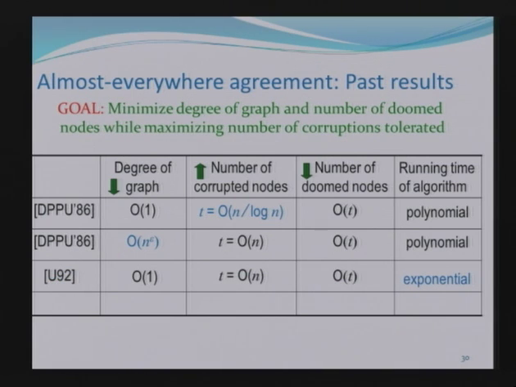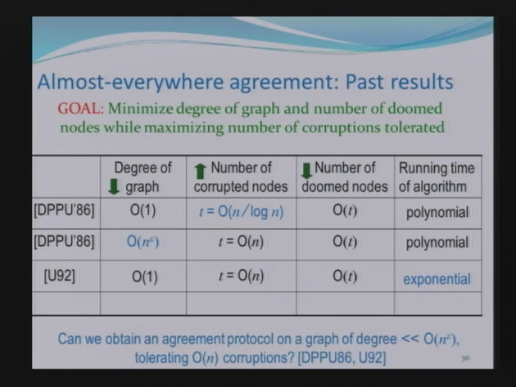Okay. Then, in a very surprising result, Upfal, in a beautiful paper, showed that you can construct graphs of constant degree, and the number of corrupted nodes tolerated can be a constant fraction as well. So it's sort of the best possible. Unfortunately, the running time of the protocol in Upfal is exponential in the number of nodes in the network.